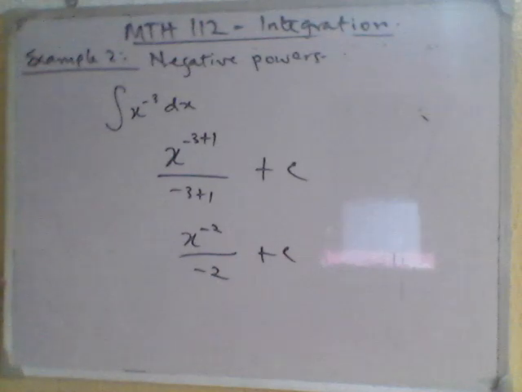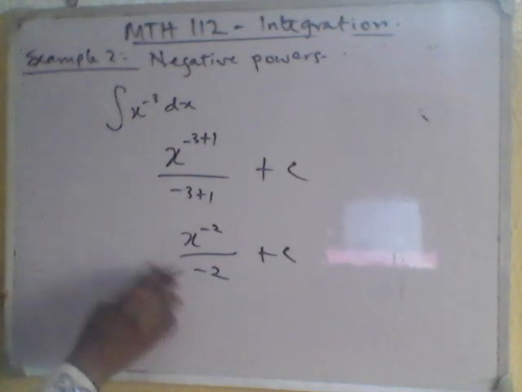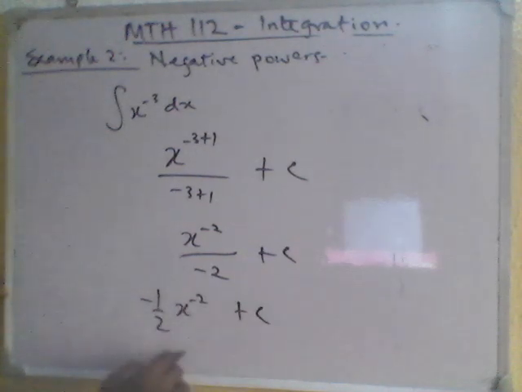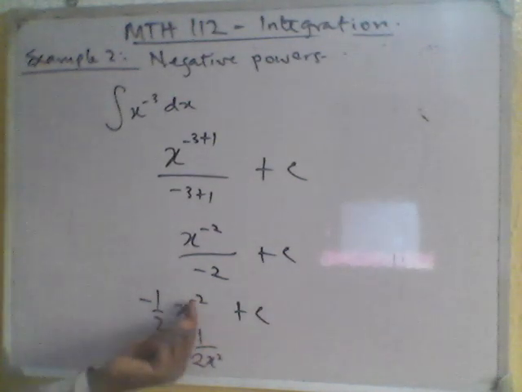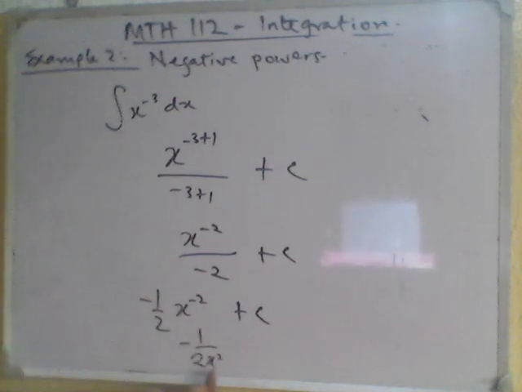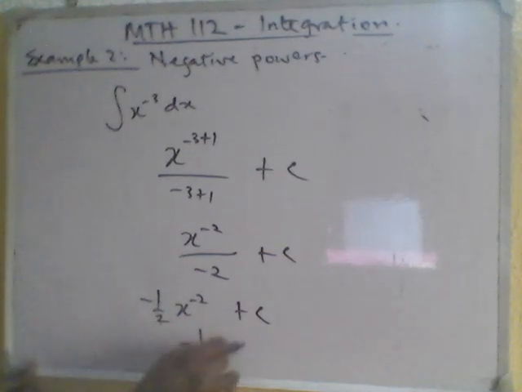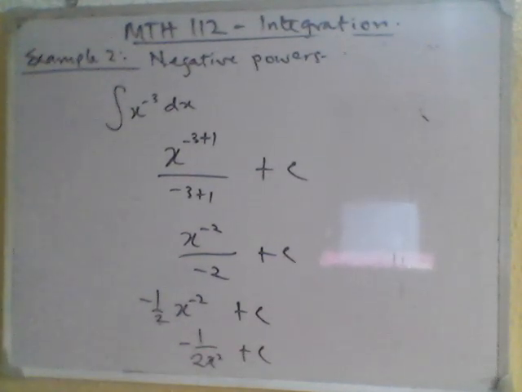Okay, so at this point, I would bring this minus 2 out. That is minus 1 over 2 is x minus 2 plus c. Or I will say, sorry, not one whole number, minus 1 over 2x squared. Why? Because this minus 2 power will make this x become a denominator and the power becomes positive, right? Remember the law of indices. So this is it plus c. So this is how the answer looks like: minus 1 over 2x squared plus c.